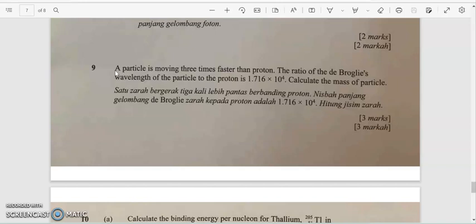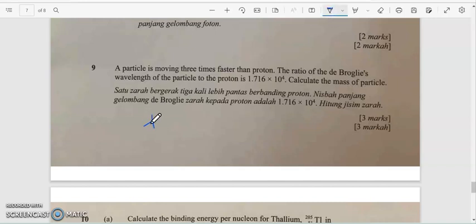In this video, I will explain the answer for question number 9 for trial PSPM set number 2. Question number 9: a particle is moving 3 times faster than a proton. The ratio of the de Broglie wavelength of the particle to the proton is 1.716 times 10 power 4. Calculate the mass of the particle.